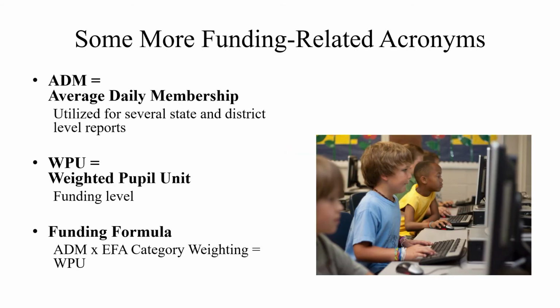Here are some more funding-related acronyms that you'll want to remember. ADM and WPU. ADM stands for Average Daily Membership and is used for several state and district level reports. WPU stands for Weighted Pupil Unit and is the funding level for a student. So we interpret the funding formula as follows. The ADM, Average Daily Membership, is multiplied by each EFA weighting category to get the WPU, or Weighted Pupil Unit.